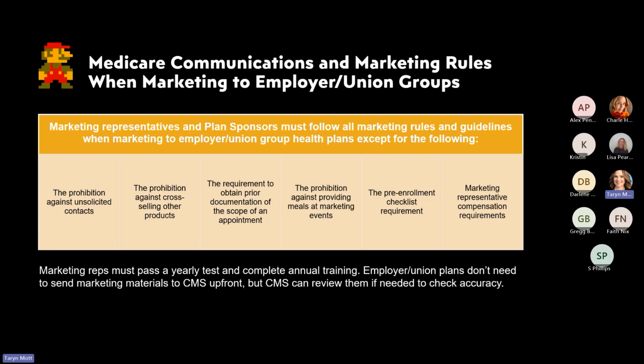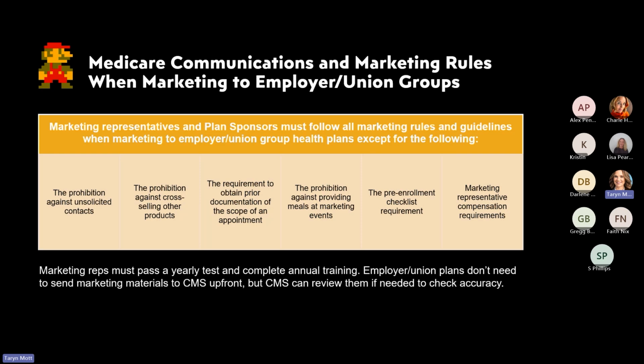They do not have a prohibition against unsolicited contacts, the prohibition of cross-selling to other products, requirement to obtain proper documentation of a SOA, the prohibition against providing meals at marketing events, so union and employer groups can provide meals, the pre-enrollment checklist requirement, as well as marketing representative compensation requirements. They are paid differently than a regular street agent, and some of this is on the test, not a lot about this.